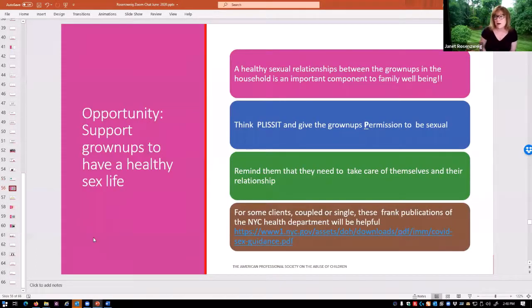Here's one opportunity we have during COVID: to support the grown-ups that we're concerned about. Whether in our life or in our clienthood, grown-ups still need to have their own healthy sex life. As we were saying before in the fragile family studies, clearly a healthy sexual relationship between the grown-ups in a household is an important component to family well-being.